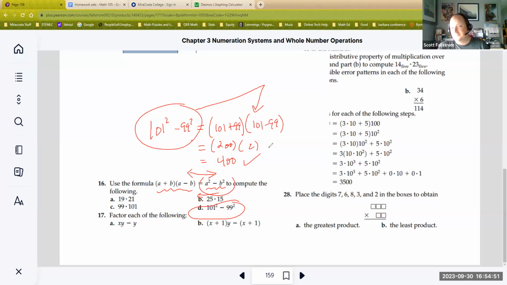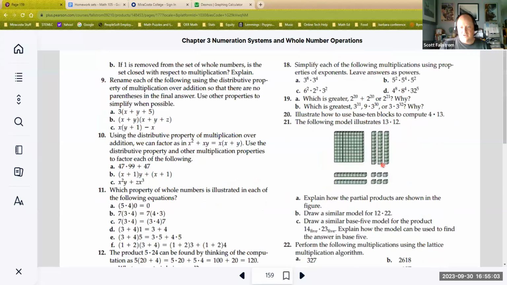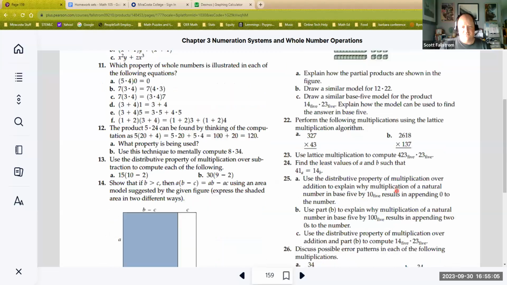So I don't know about you, but that seems like a way easier way to do this problem, unless I had to go through and do each step along the way. Yeah, use your properties. Get to use this fantastic thing called algebra to help you out. What else do we have? Base blocks.